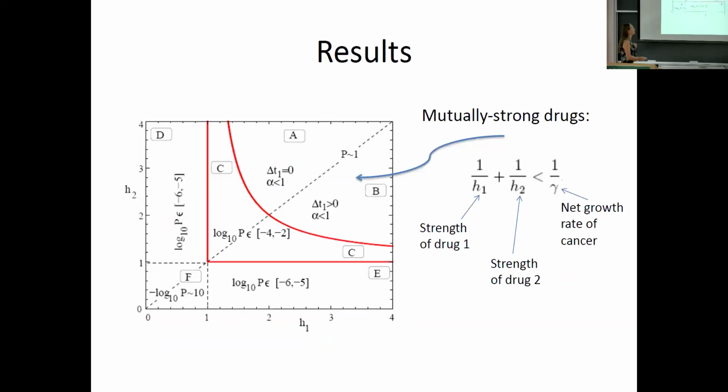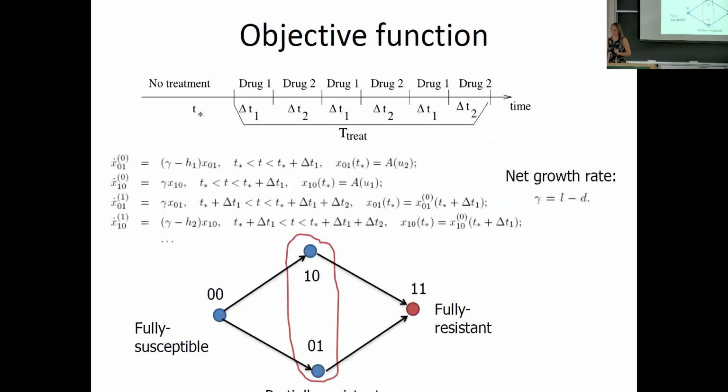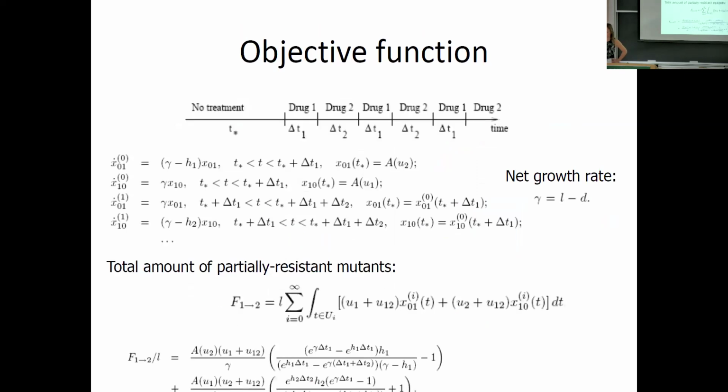First, we discovered that there's a rule. If you have any hope of a treatment working like this, the drugs should be mutually strong. This is an additional death rate that is given by the first and the second drug, and this sum has to be less than 1 over the net growth rate of cancer. Very simple rule. If this is not satisfied, your probability of treatment goes to 0, more or less. So we designed an optimization problem.